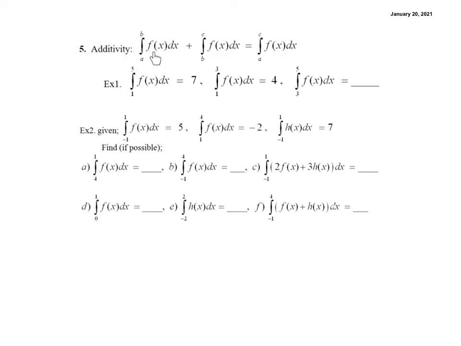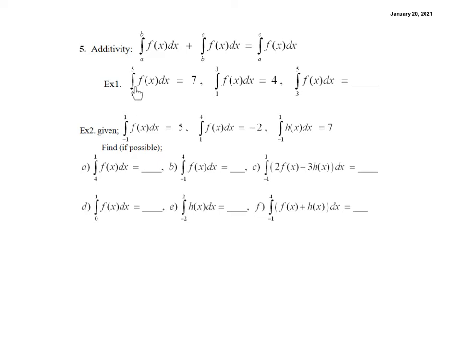Number 5, the additivity rule. The integral from a to b of f of x plus the integral from b to c of f of x is going to equal the integral from a to c of f of x. So basically it's the same function in both integrals. And we're just going from a to b, and then we go from b to c. Well, you could have just gone from a to c.